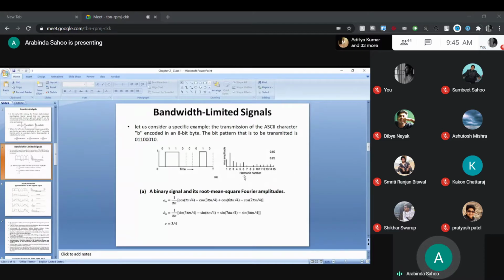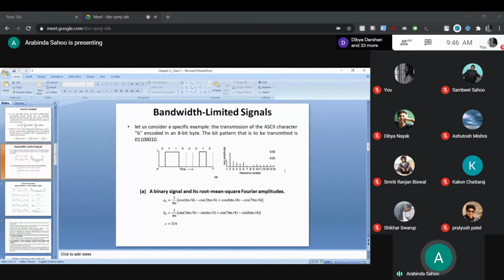So if you check this second diagram, the harmonic number exists from 1 to infinity. If you calculate again for 16, 17, you will still get some amplitude. But you can observe from the second figure that after a certain harmonic number, the mean square amplitude is gradually decreasing.